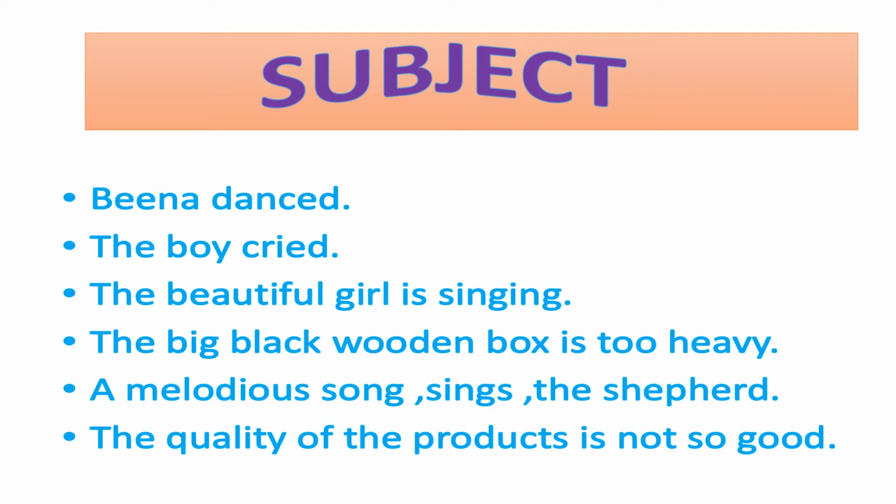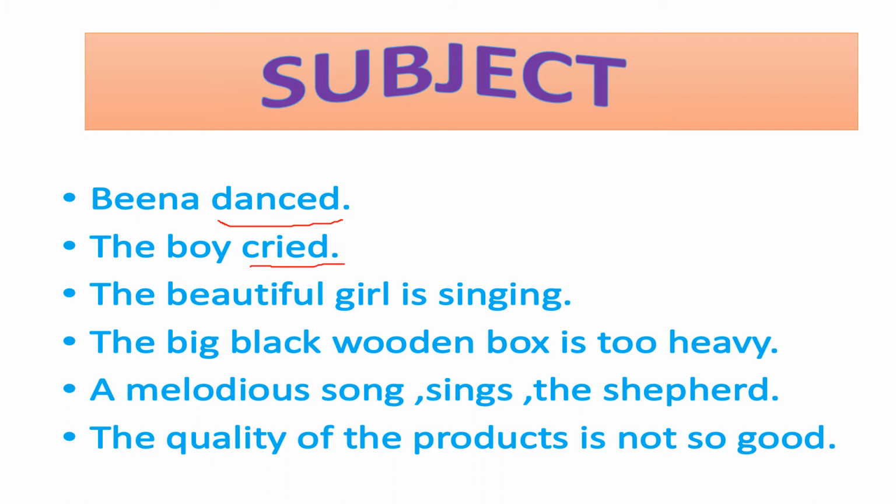In order to learn how to find out the subject from a sentence, let's get familiar with a few sentences first. Now we can see six sentences on the screen, and the first step is to find out the verbs from each sentence. So what is the verb in the first sentence? Beena danced. We know that danced is the verb. In the second sentence, the boy cried. What is the verb? Cried is the verb.